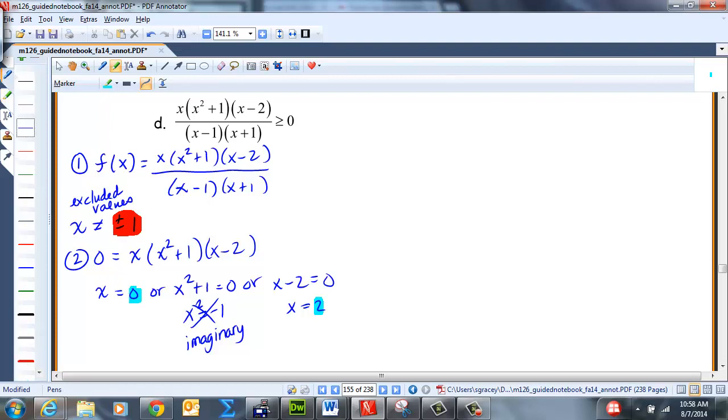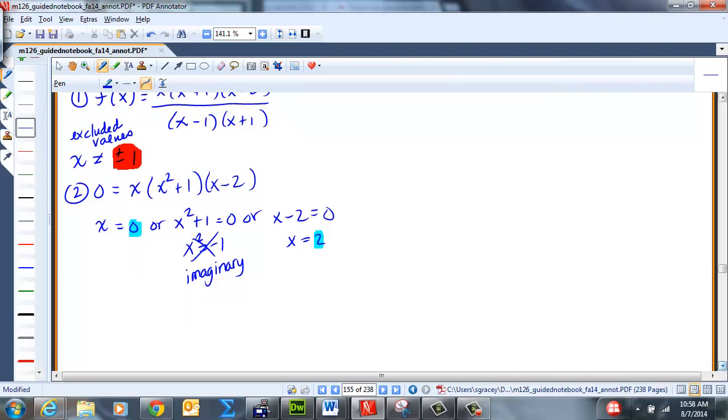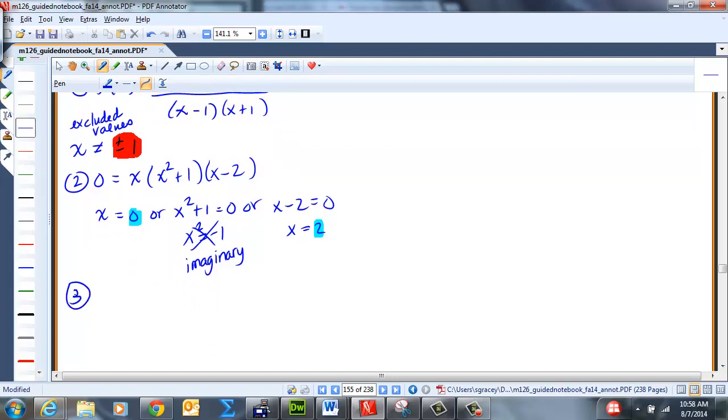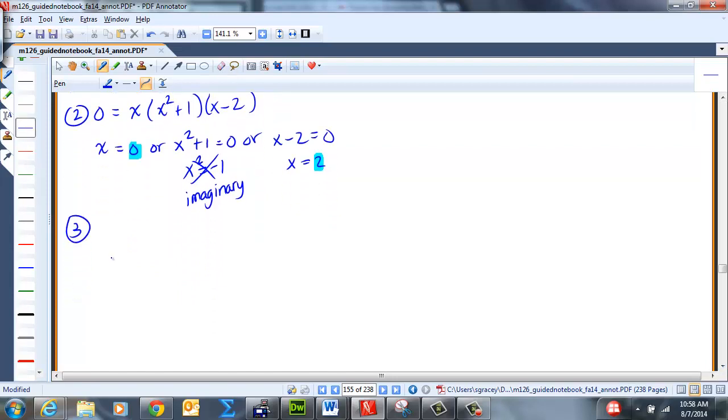So when we make our number line, we're going to use all of those values. So our number line is here. We said at plus or minus 1, so it looks like we'll have something like this: -1, 0, 1, and 2.